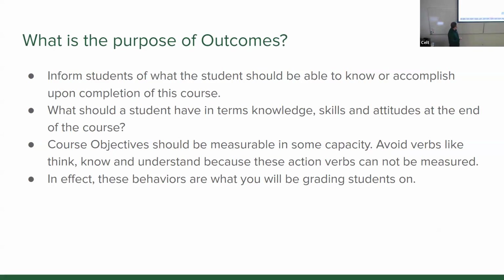Now, we're also going to tread a little bit into what makes a good course objective, because this is something that the IDs love to pound on. Course objectives should be measurable in some capacity. This means that we really want to avoid verbs like think, know, and the one that we truly hate, understand, because it's exceptionally hard to measure those action verbs. And so just in general, what you want to think of is what behaviors are students going to be graded on?